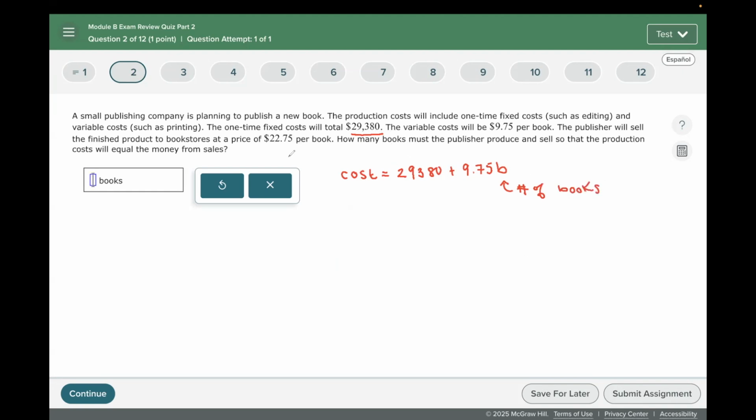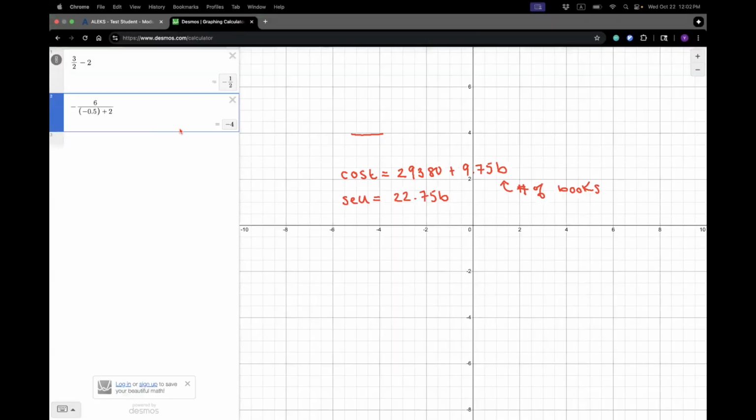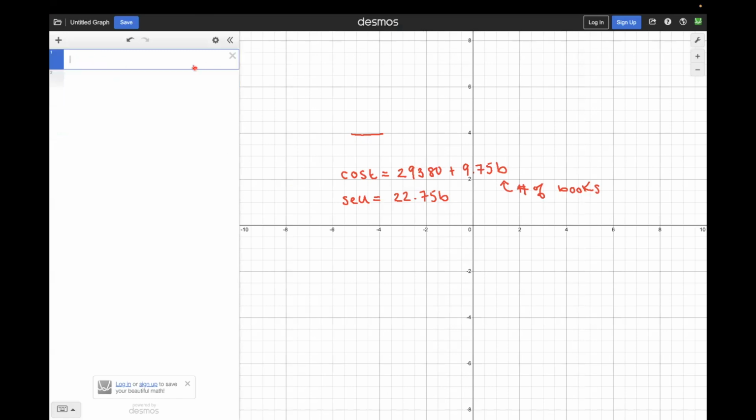And now let's do the money that they make. So the finished product is $22.75 per book. So I'm going to put maybe like sell. It's going to be 22.75B. And now we're interested when the production cost will equal the money from sales. So we want when cost is equal to sell, these two equations I have here. We could do this by hand, but let's just go to Desmos and plot them and see where they intersect.